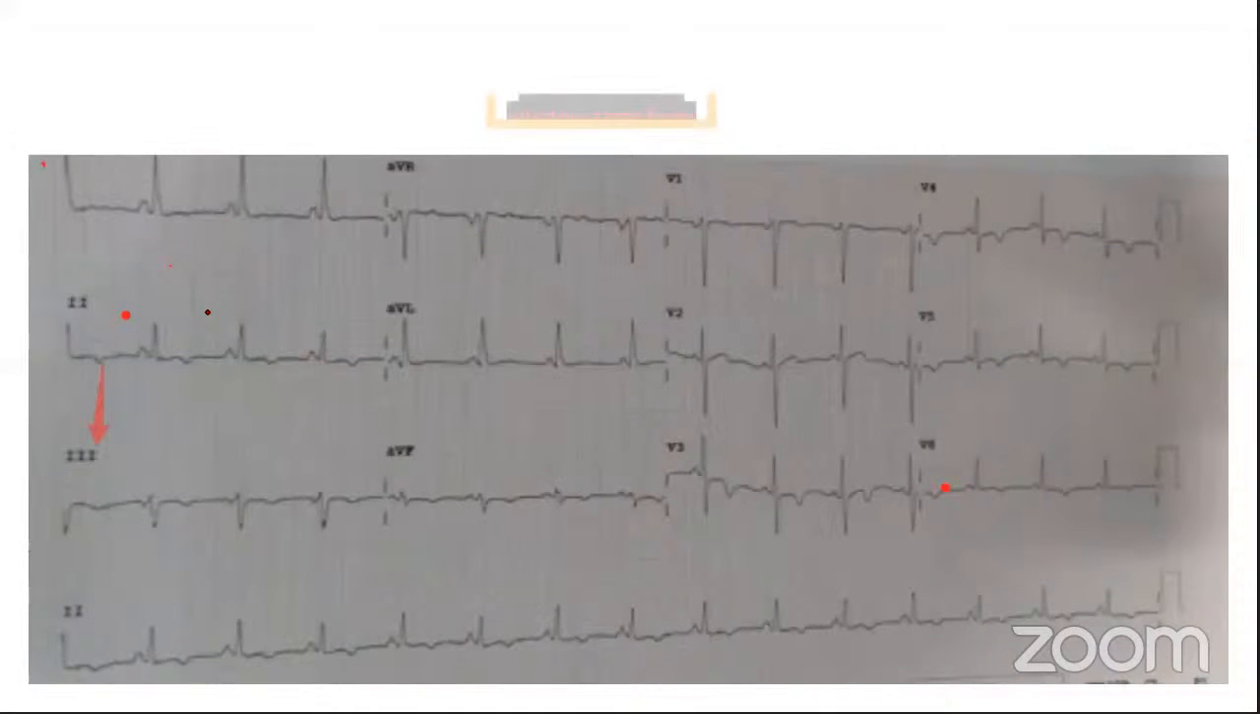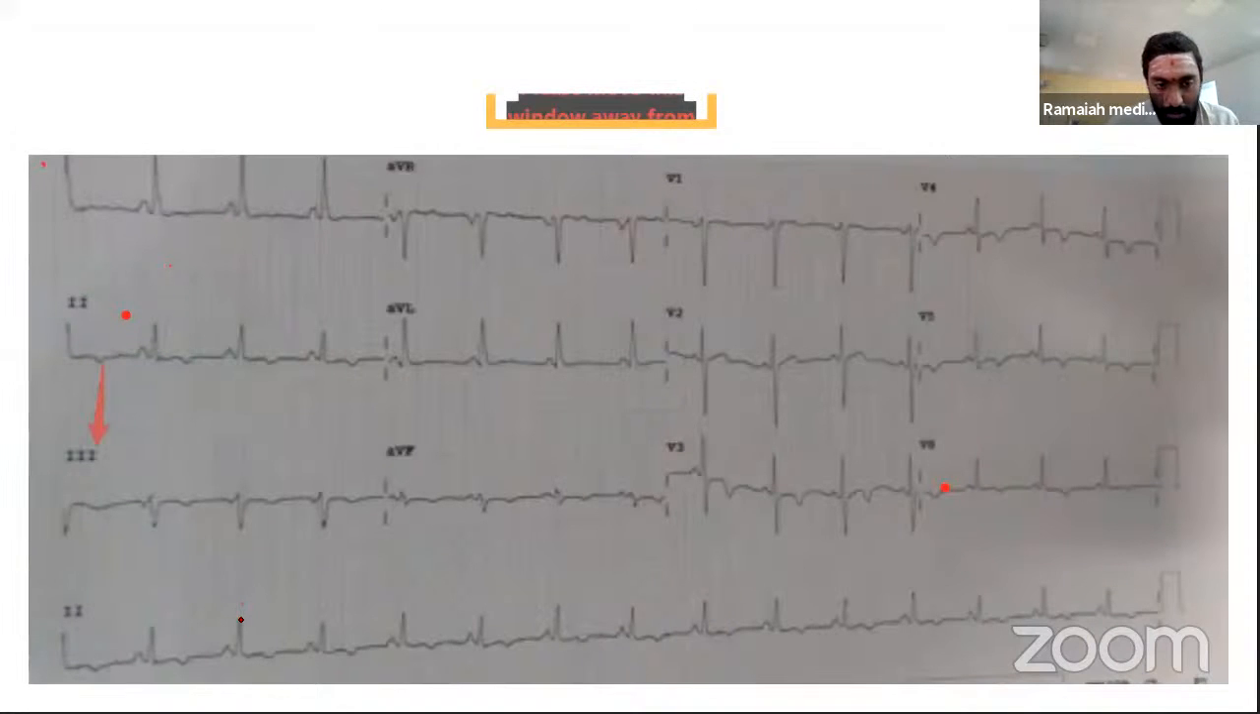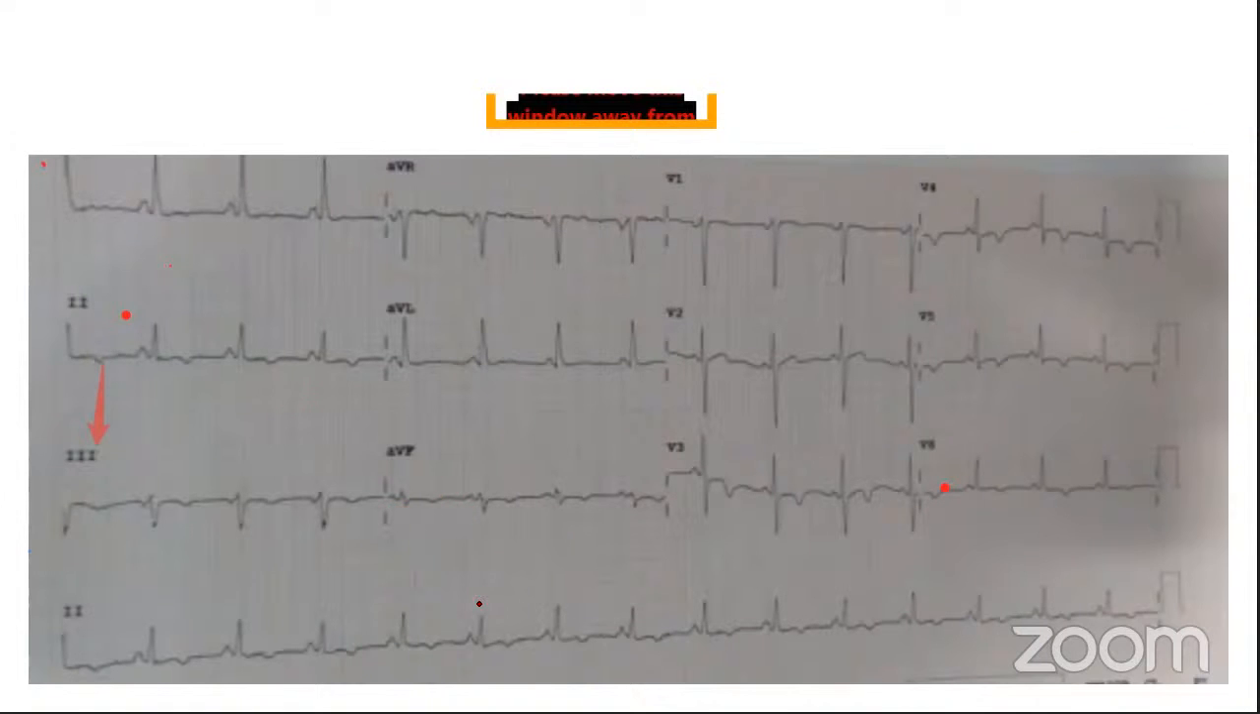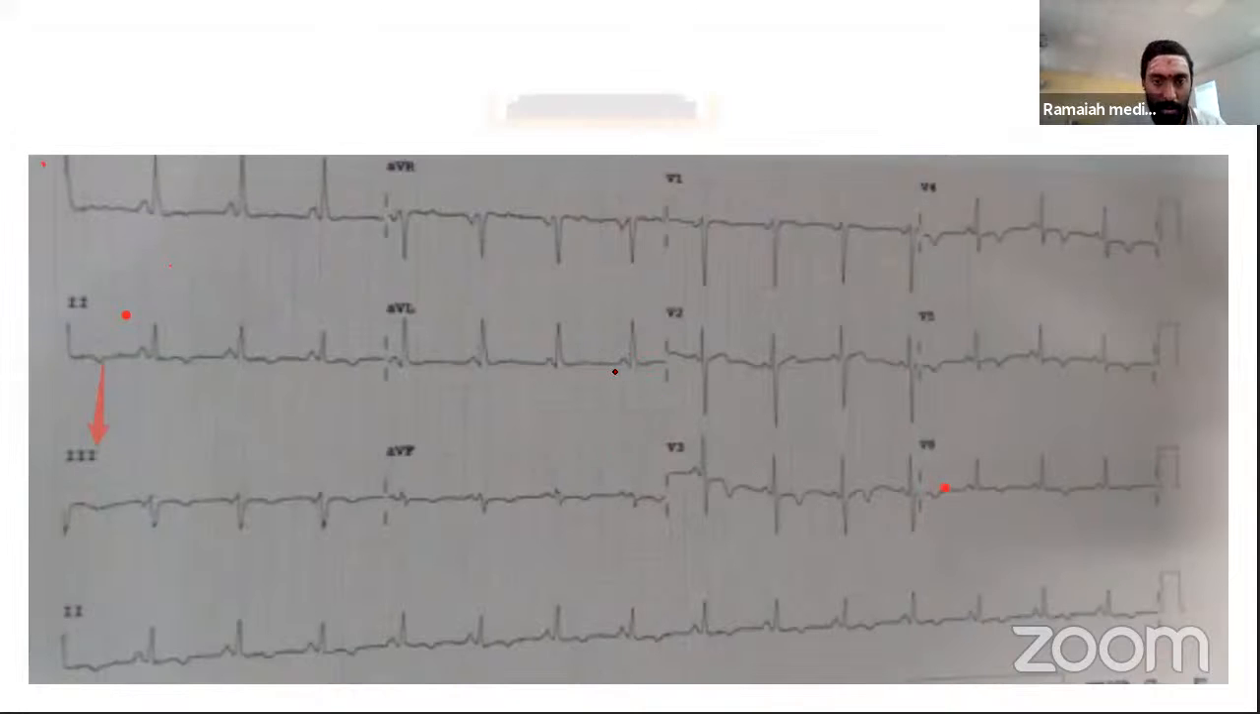Yes, sir. So what is the rate? Is it regular or irregular? That is the main thing. It's regular, sir. So what are we going to do next? We have to calculate the heart rate. Heart rate is 300 divided by the number of big boxes. It is a little less than 100, sir. Yeah, good. Very good. So heart rate is done, rhythm is over, rate is over.